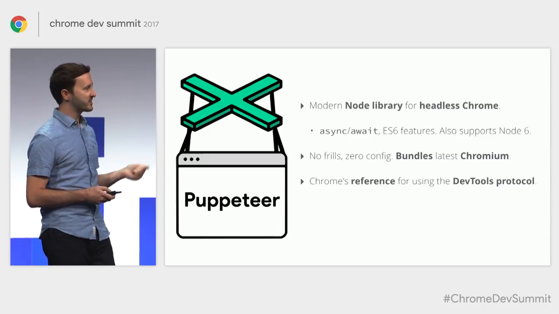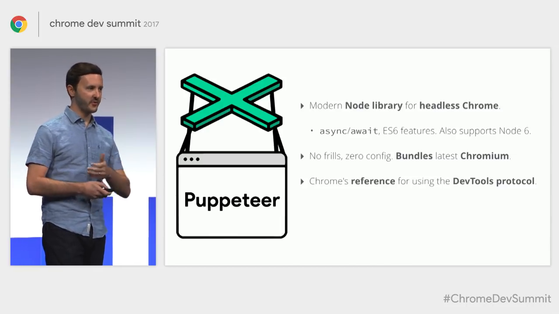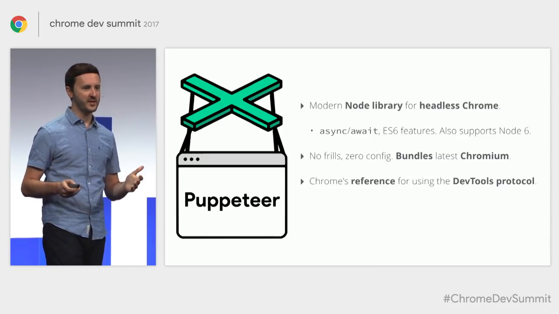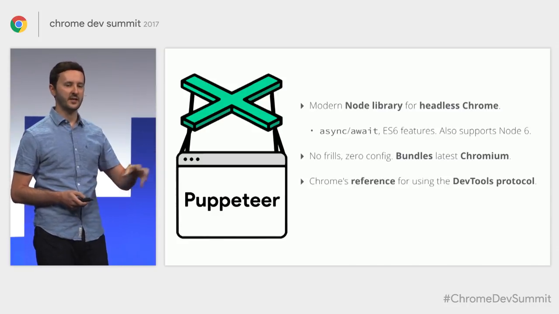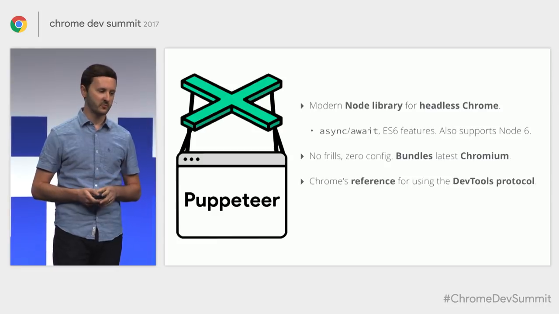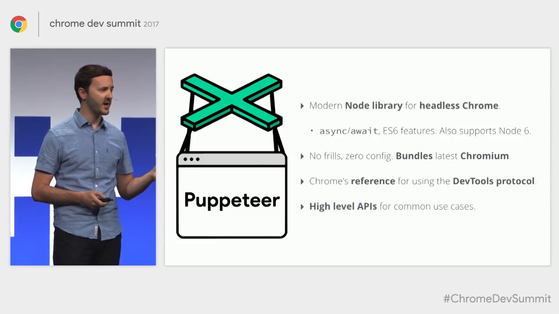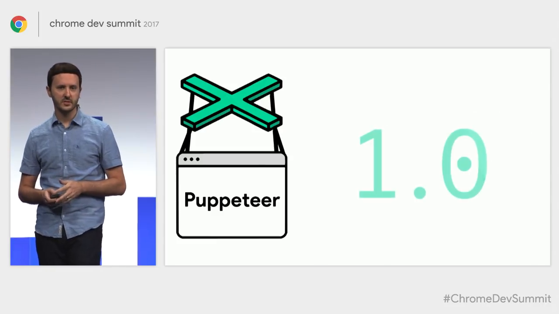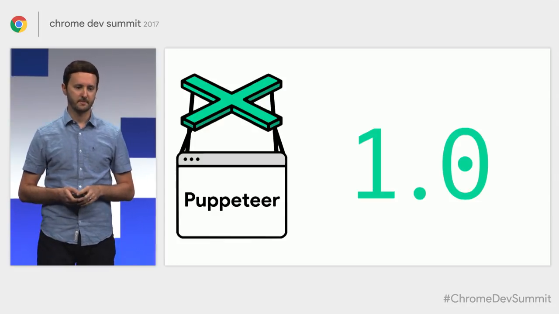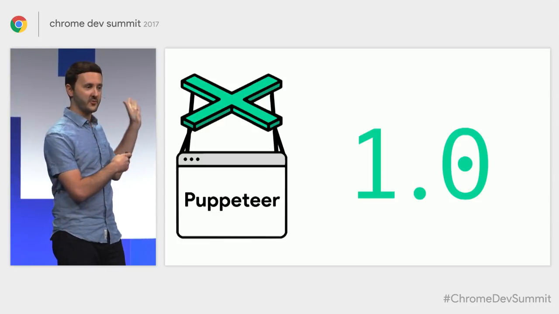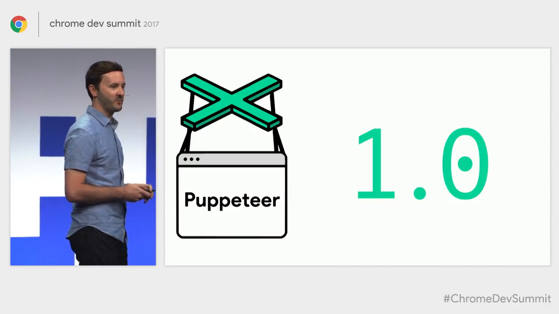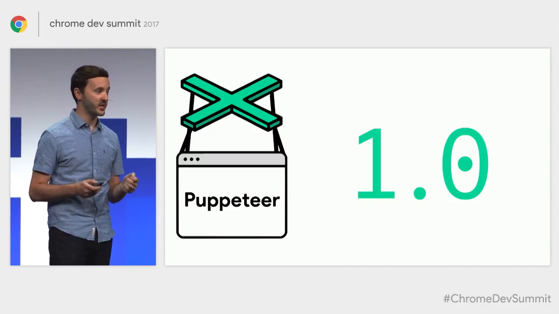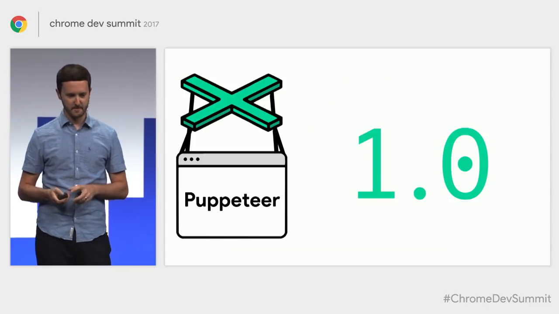It's Chrome's reference implementation of the DevTools protocol. For anybody that's looked at the protocol before, it's really big. It's very robust. You can do a lot of interesting things with it. But we wanted to highlight the best practices and the really, really common things. So we have high-level APIs for most of the common, very interesting things you can do. We've been working on this project throughout the summer, and today, or in the very near future, we're going to be launching a 1.0. So if you haven't checked out Puppeteer, do check it out. This is a great time to look into it.